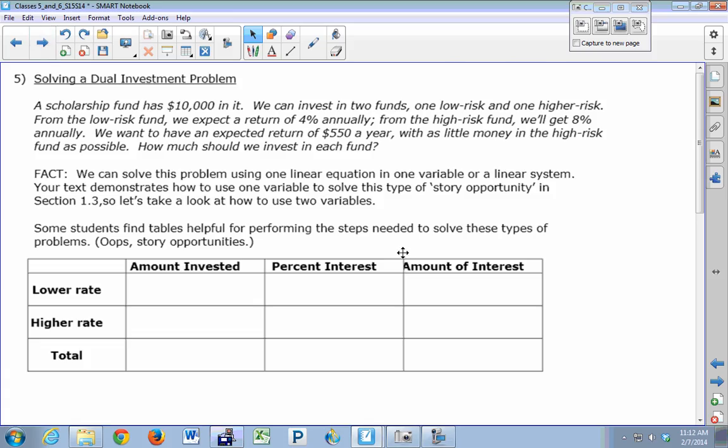So let's take a look at one similar to the one you were working at the end of class 5. This involves an investment problem, just like the first one, except for now we're dealing with a scholarship fund. So Austin, you want to read this one for us?